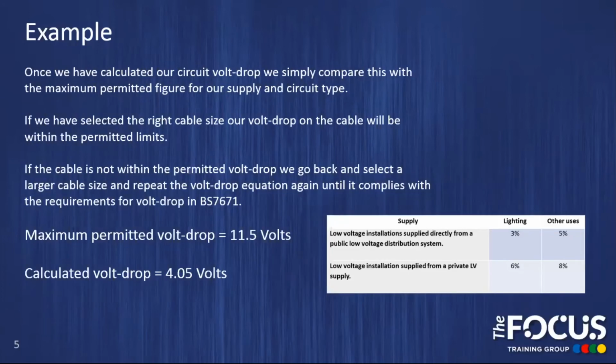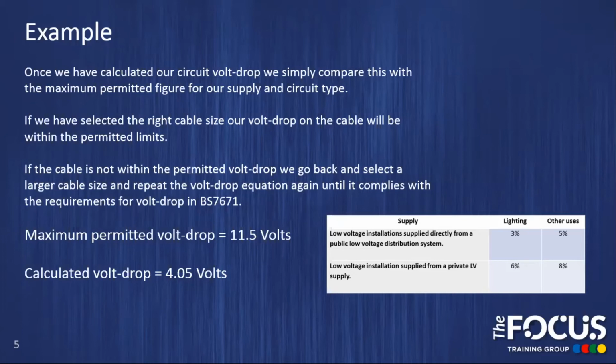Once we have calculated this volt drop for our circuit, we simply have to compare this with our maximum figure that is permitted for our supply and circuit type. Provided we've selected the appropriate size cable, the volt drop will be within permitted limits. If we cannot achieve a volt drop within these permitted limits, we will have to go back and select a larger cable size and repeat the volt drop equation again until it complies with the requirements shown in BS 7671.